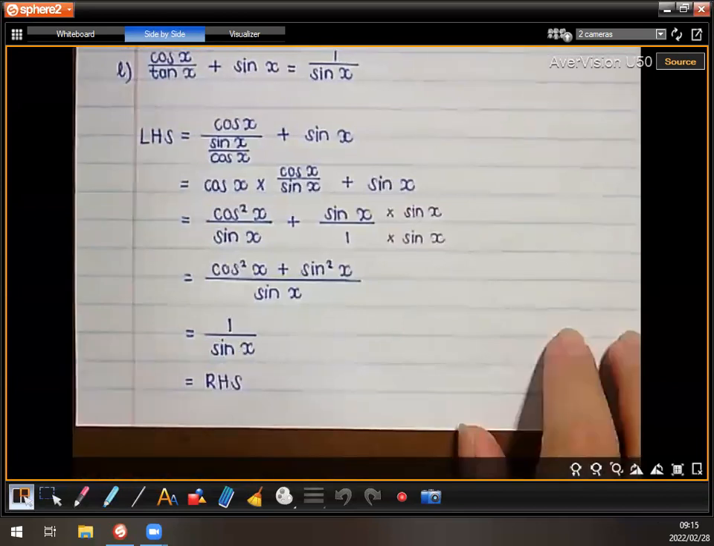So now sin x times sin x is sin squared x over sin x. Because they have the same denominator, I just wrote them over 1. And that's quite nice because cos squared x plus sin squared x is just 1. Which is what we did have on the left.